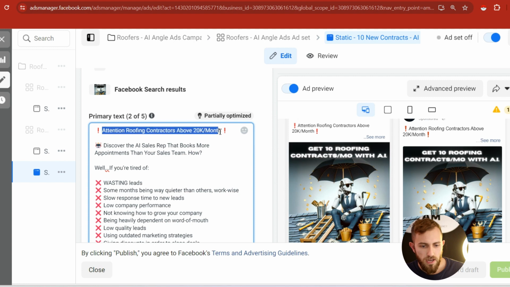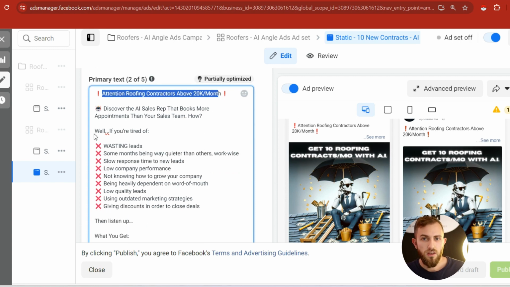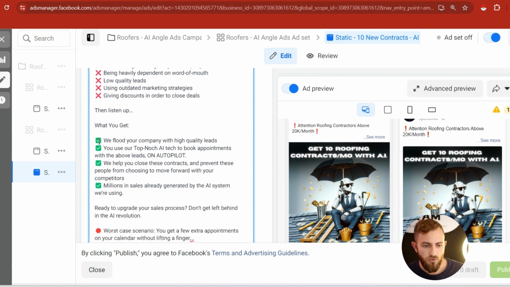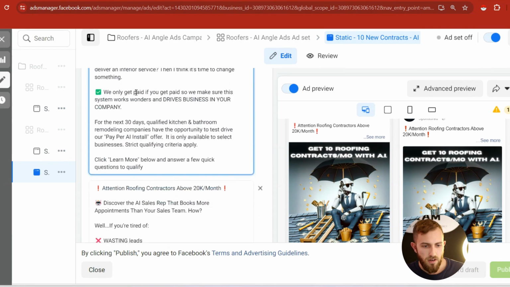You want to call them out in the beginning, and then you can say, look, if you're experiencing these pain points, and you can list the pain points, then listen up, what you get is blah, and then you pitch the solution over here, and then you can write different stuff here. And I would suggest that you include something that promotes the idea of urgency and scarcity of your service, which is, for example, here, for the next 30 days, qualified kitchen and bathroom remodeling companies have the opportunity to test drive our pay per AI install offer. It is only available to select businesses. Strict qualifying criteria apply. Okay, cool.